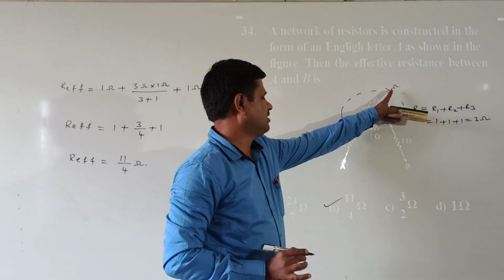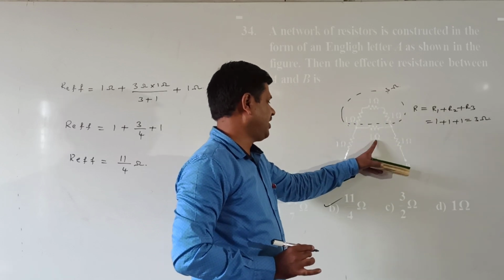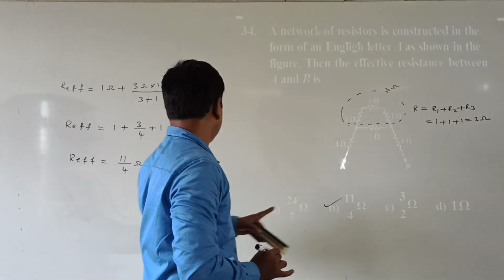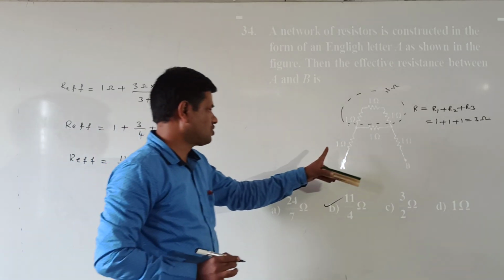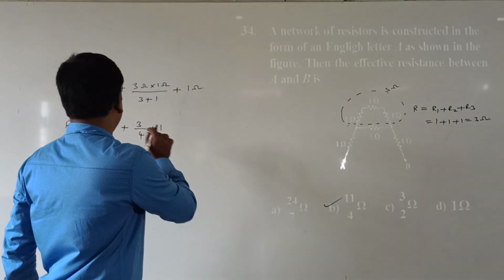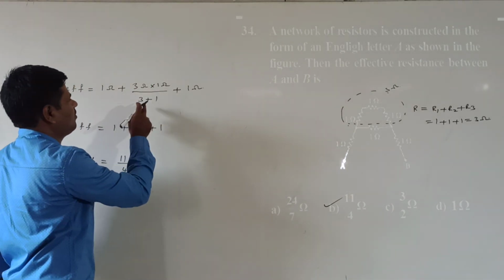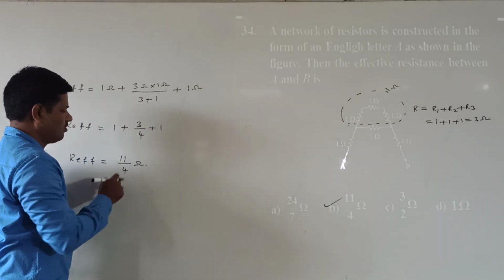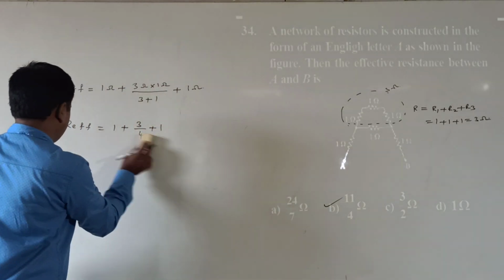Combining the 3 ohm and 1 ohm in parallel, the effective resistance is 3 into 1 by 3 plus 1. That is in series with 1 ohm and 1 ohm, so we write 1 ohm here. These two, 3 ohm and 1 ohm, in series: 3 into 1 by 3 plus 1, plus 1 ohm. Now 1 plus 3 by 4 plus 1 is equal to 11 by 4 ohms. B option is correct.